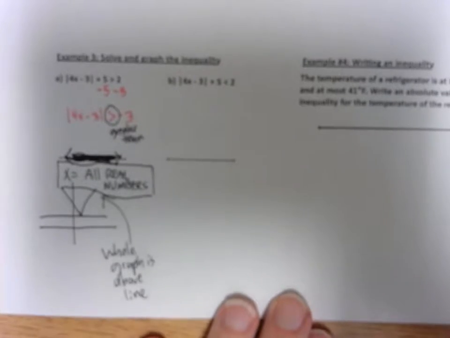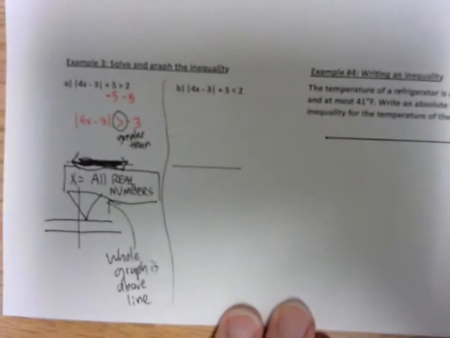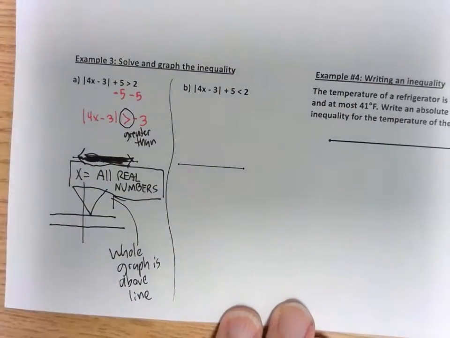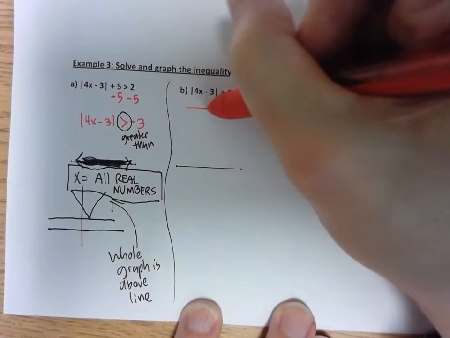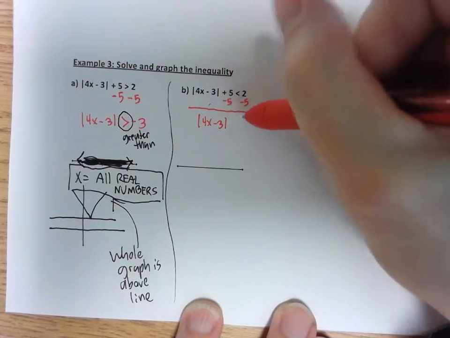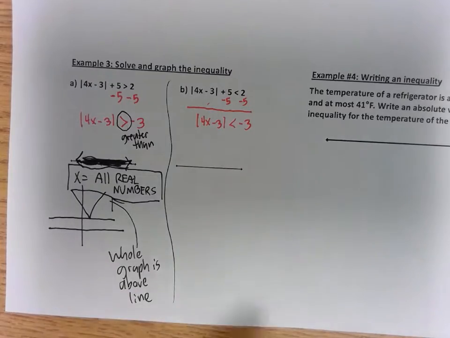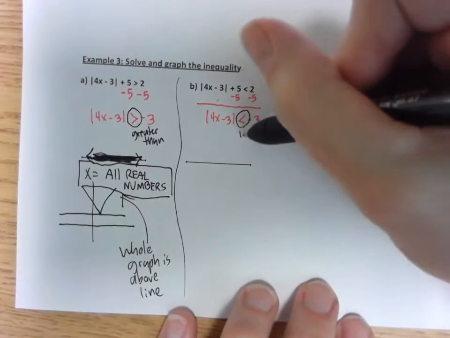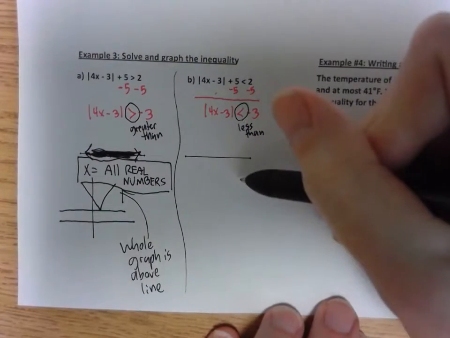Now, if we look at the second part of it, look at the direction. It's the same problem, same math. You're still going to subtract 5 from both sides. And you have the absolute value of 4x minus 3 less than negative 3. Well, the difference is this is less than. So none of that graph's below the line.